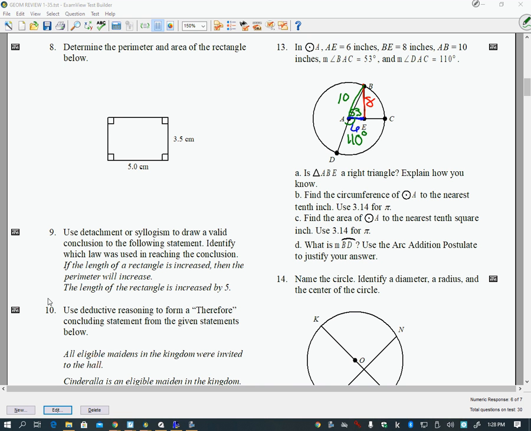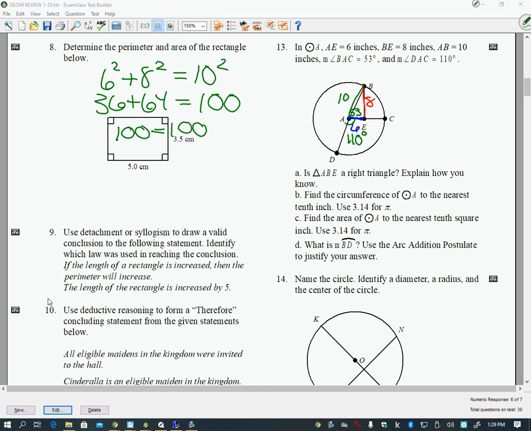So if we said that 6 squared plus 8 squared equaled 10 squared, right? We got 36 plus 64 should equal 100 if it's a right triangle. 100 equals 100. So yeah, it's a right triangle because the triangle is a Pythagorean triple. Or I would say through the converse of the Pythagorean theorem, right? Okay, so yeah, it's a right triangle.